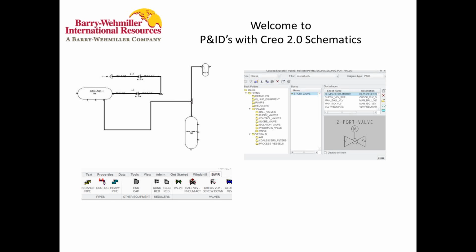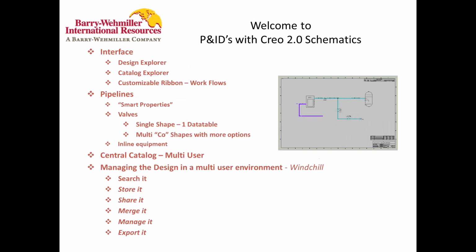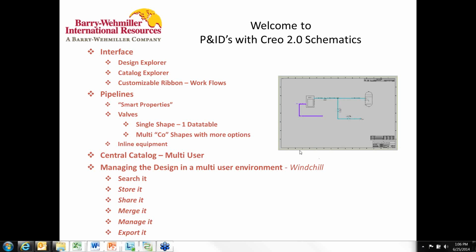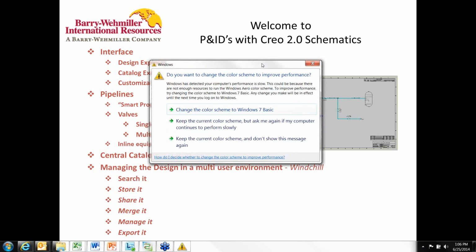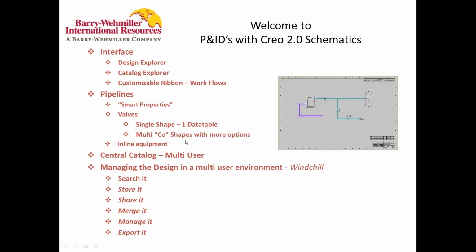So we're going to talk a little bit about a couple of things from a high level, and go through basically the interface, talk a little about the meat and potatoes behind Creo Schematics, which really hasn't changed too much since RSD, but the workflow is much smoother. We're going to talk about pipelines, smart properties, and also talk about some different component options with valves and that type of thing.